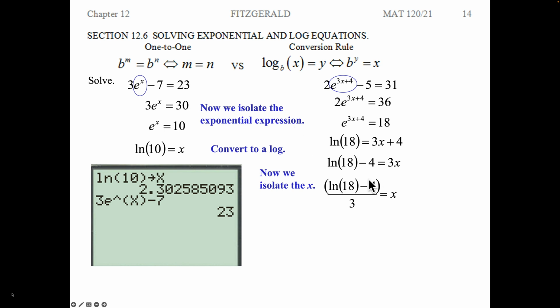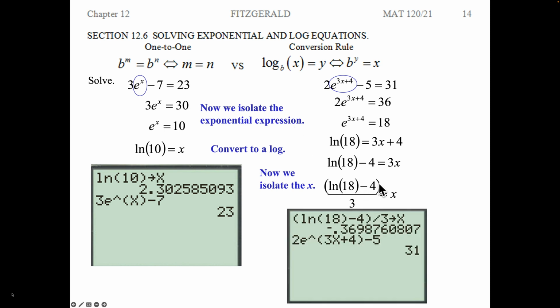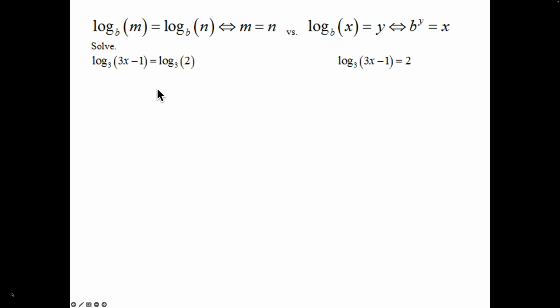All right, if old calculator, base change formula, again, parentheses around the whole top, 2 terms. ln of 18, close those parentheses, minus 4, close the parentheses of the numerator, divided by 3. Same decimal I got, same entry, same check, all good. So these are our exponential functions. Now we're going to go to log functions.